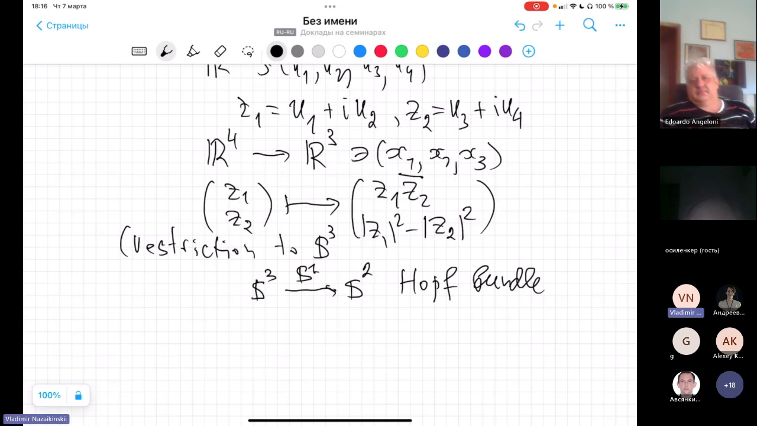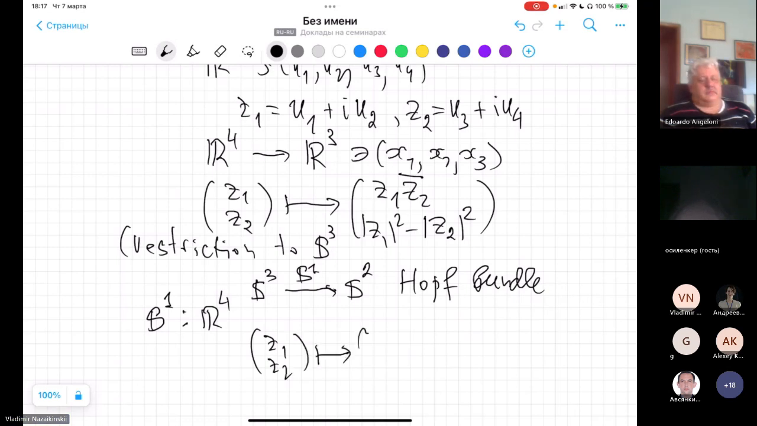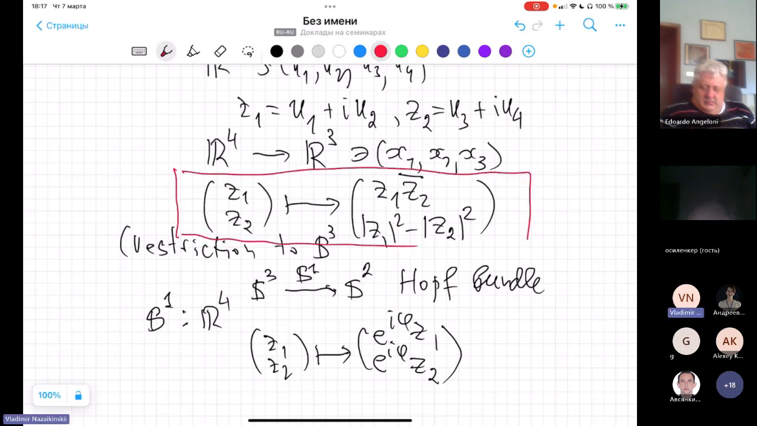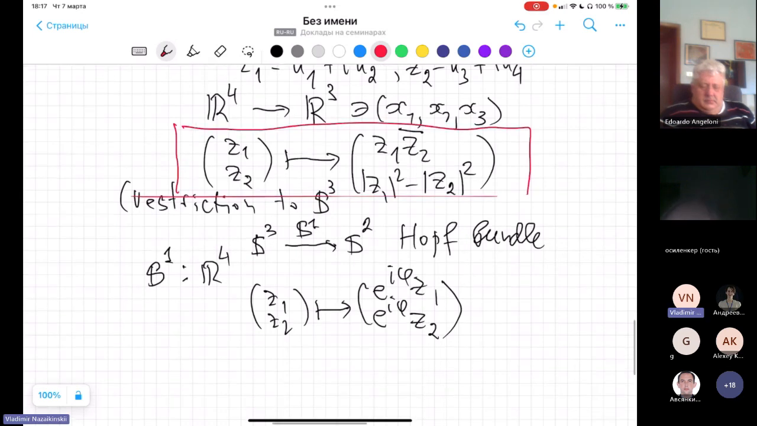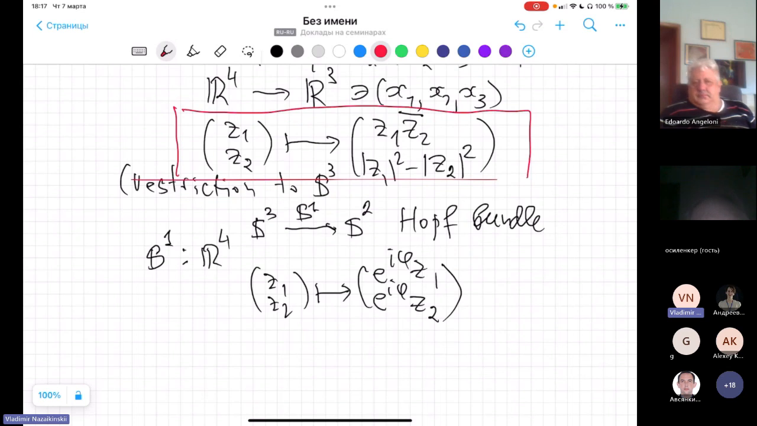Well, and so if we define an action of a circle on R4 by these formulas, just by rotations of this sort, then we see that this mapping here is just the projection onto the orbit space of the S1 action, and then we can reduce our equation as follows.